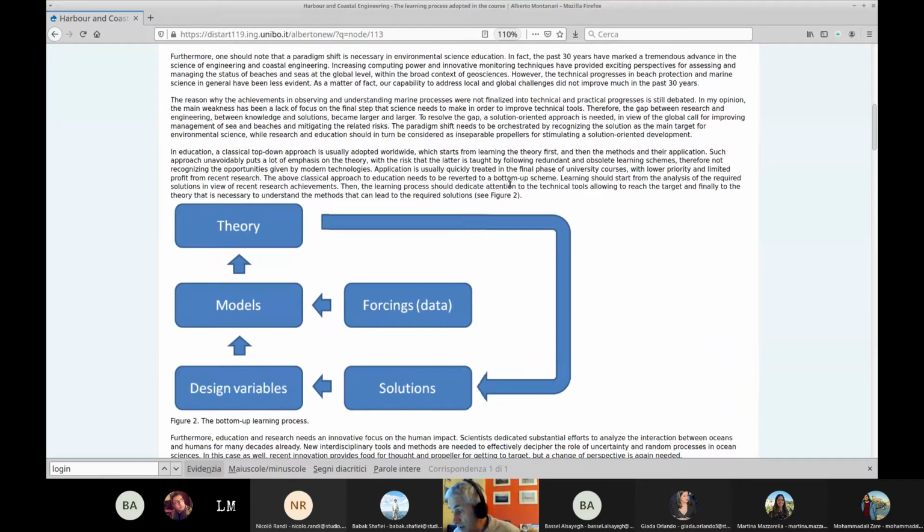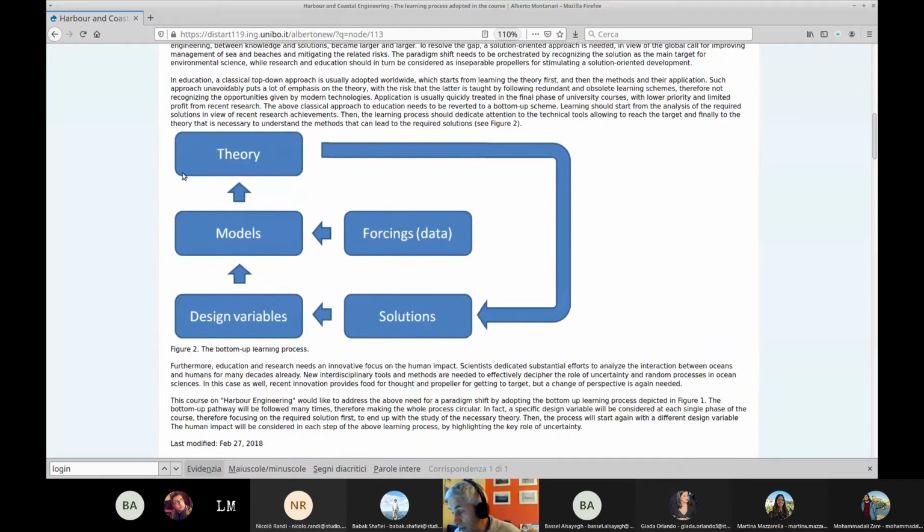Okay, and then look at this graph. Usually in the classical teaching, you have a top-down approach. Top is theory and down is solutions. In our case, solution is a design, a project. Instead, I would like to take a reverse approach, a bottom-up approach, which starts from the knowledge of what we need. So I would like to focus on the solution.